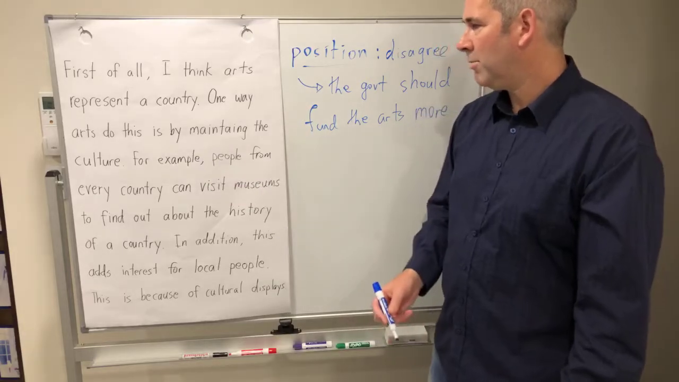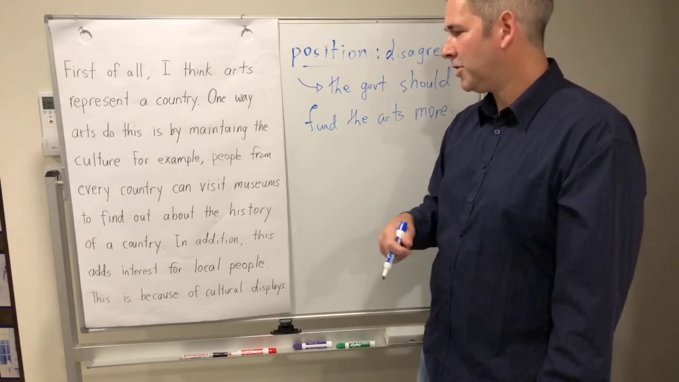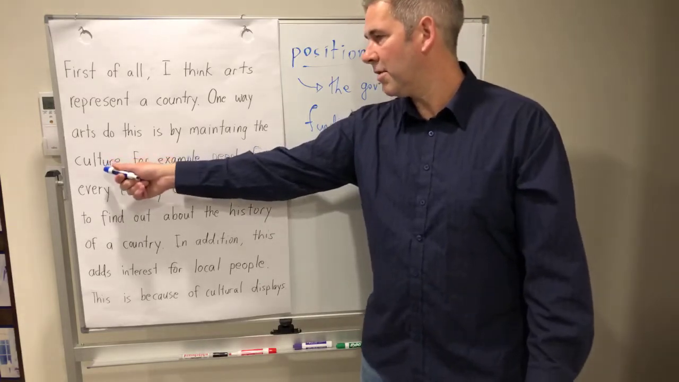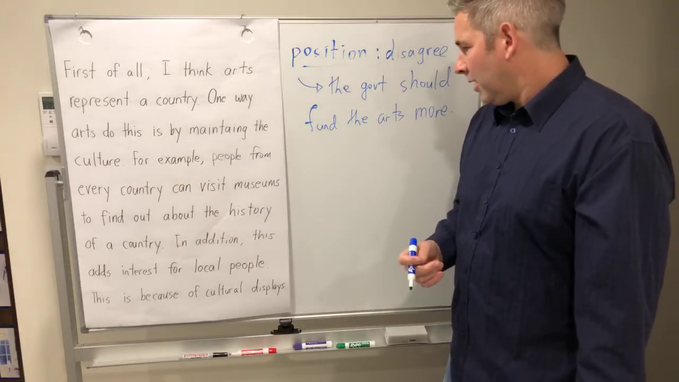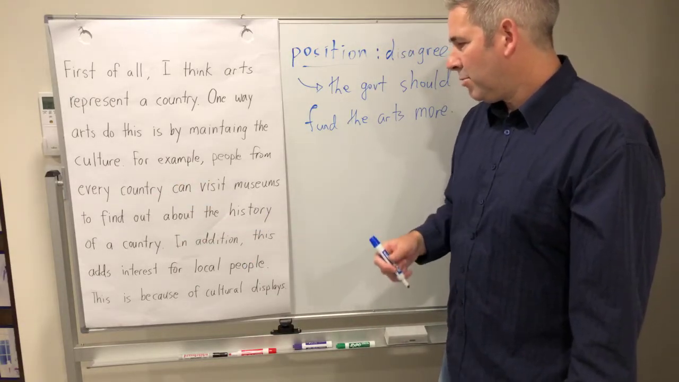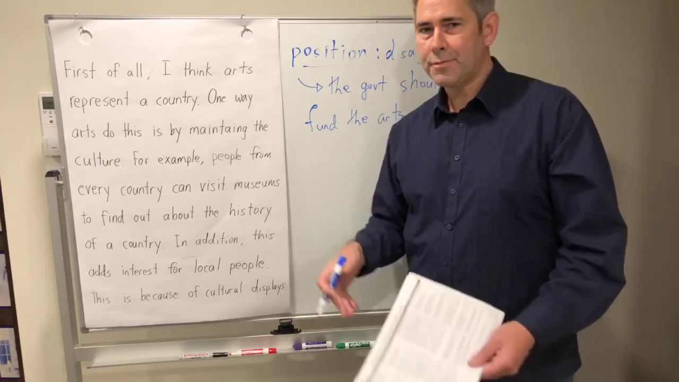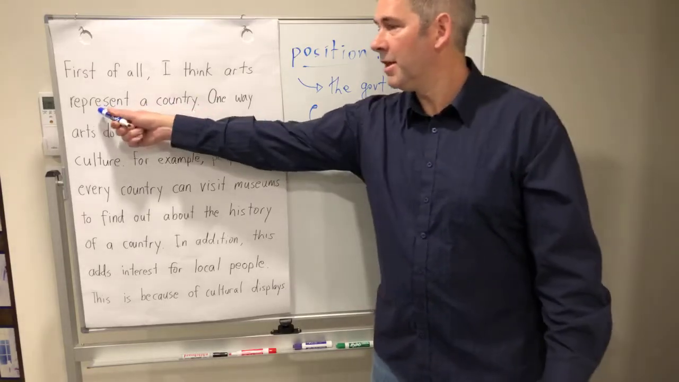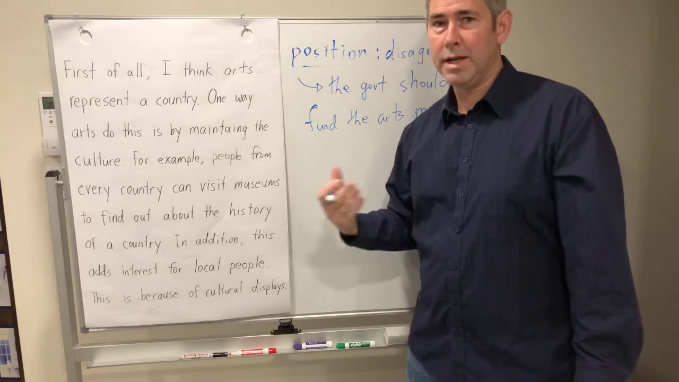So there's a mention here of culture, which I think can relate to the symbol of a country. For example, people from every country can visit museums to find out about the history of a country. So to me, the two keywords that pop out are culture and history. In addition, this adds interest for local people because of cultural displays. Now, I think really the main point is embedded in the topic sentence here. So not bad, definitely building the argument.